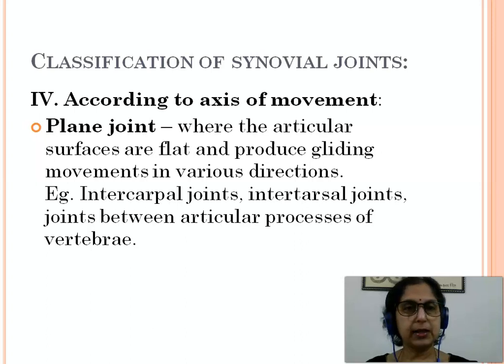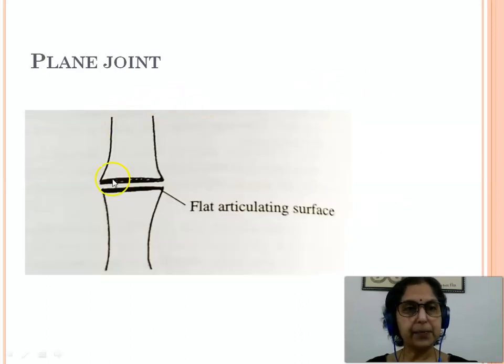And what are these plane joints which we see in the body? Examples are intercarpal joints, intertarsal joints, and joints between articular processes of vertebrae. What we see here is a plane joint. Articulating surfaces are flat. Only gliding movement occurs at these joints.